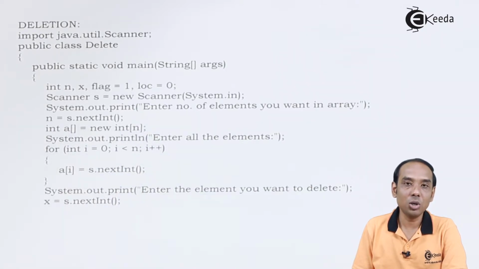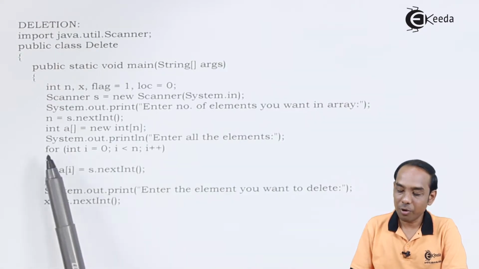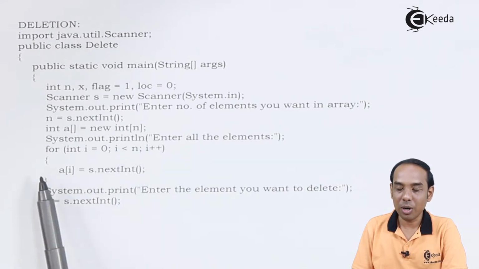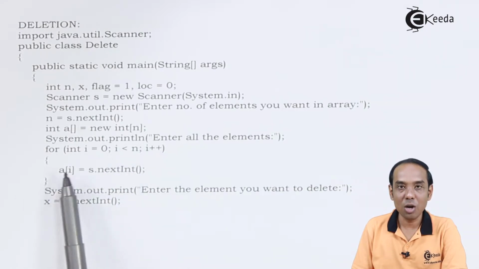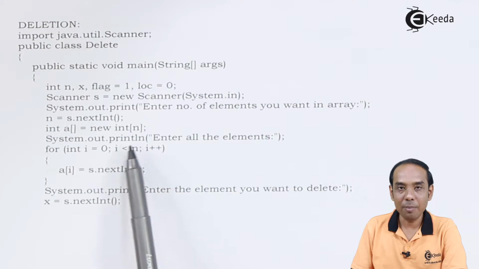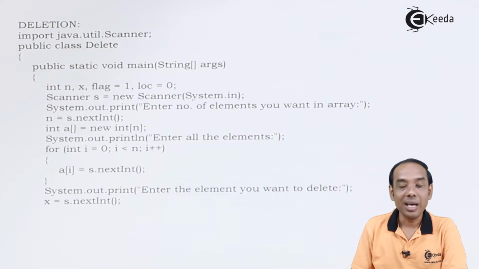Then we ask the user to enter all the elements into the array. We take for int i equal to 0, i less than n, and we transfer this value one by one at the position of a[i]. You must remember, since we are dealing with an array, our position will start from 0 and go up to n minus 1.